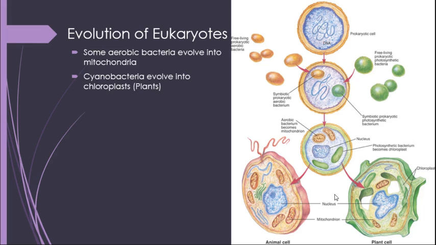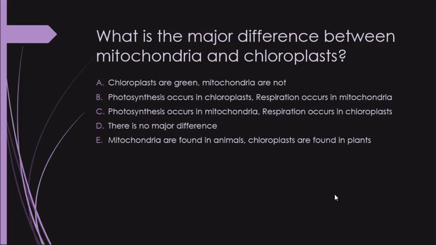So aerobic bacteria evolve into mitochondria. Cyanobacteria evolve into chloroplasts. Now, plants also have mitochondria, so they actually get both of them. But what is the major difference between mitochondria and chloroplasts? Chloroplasts are green, mitochondria are not.